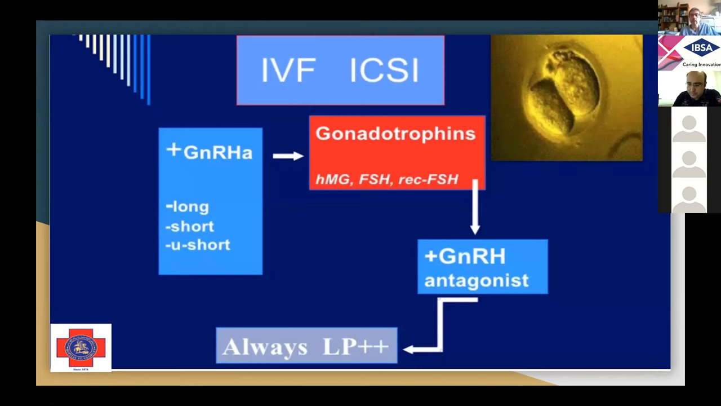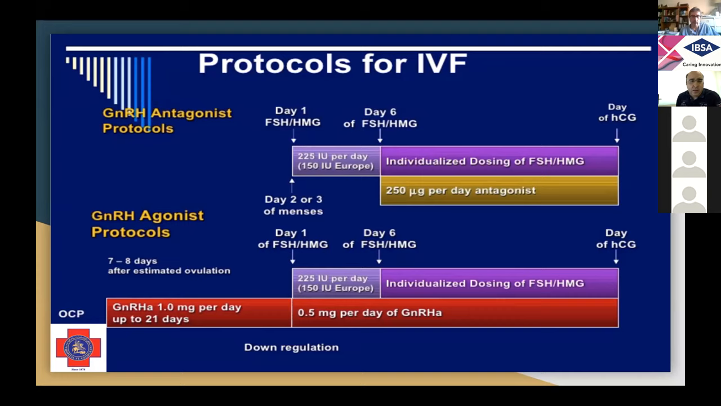Here is a slide. I think all of you are familiar with it, but it briefly describes what the antagonist protocol is and what the agonist protocol is. In the antagonist protocol, after being sure that we have a down regulation, we start the gonadotropin at 200 or 225. It's a classical dose. And on day 6, it's a fixed protocol, we introduce the antagonist. And when we have the criteria of triggering, we can introduce the trigger.